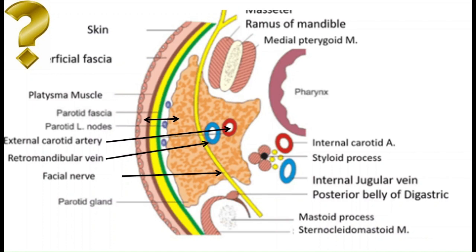Then after you go out of the capsule of the parotid gland, we have another envelope, which is the upper extension of the deep investing fascia of the neck, which splits and envelopes the parotid gland. So the parotid gland has two capsules, its own capsule plus the covering of the upper end of deep investing fascia of the neck.